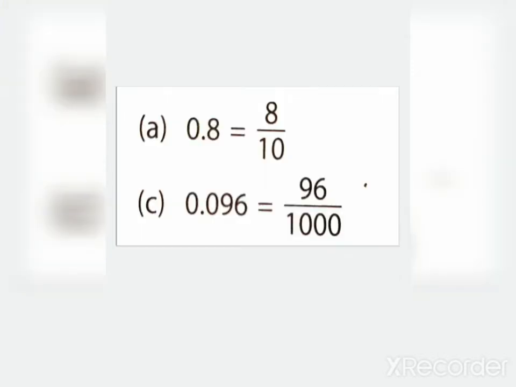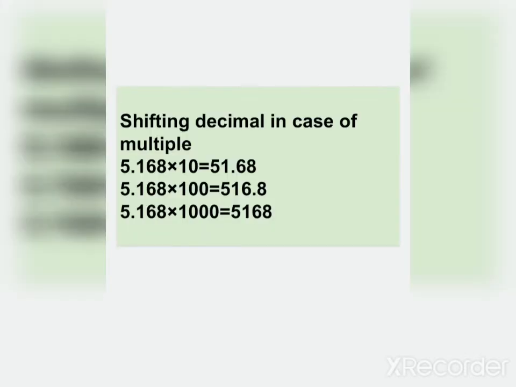Let's see more examples of this. It is 0.8, so it will be 8 by 10. Similarly, it is 0.096, so it will be 96 by 1000, because after the decimal how many numbers are there? Three numbers are there, so 96 by 1000 is the correct answer.